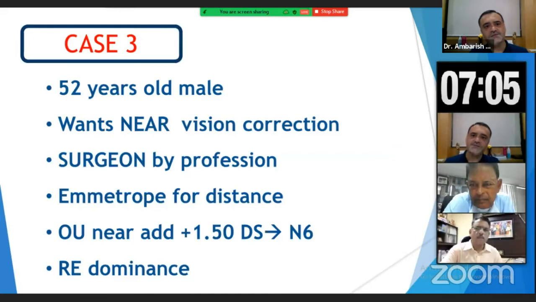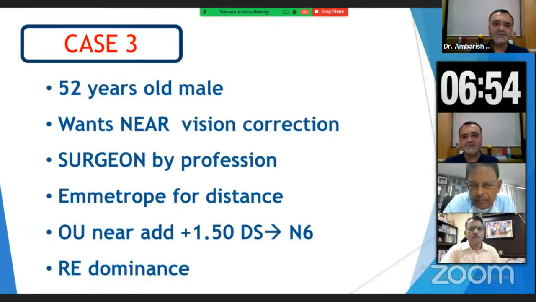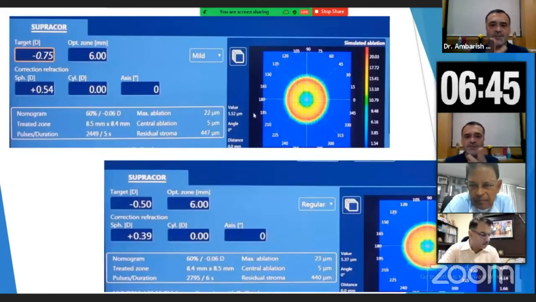This is the third case, a 52 year old male. I'm trying to cover maximum cases whereby I can show you the variety of patients I treated for presbyopic correction. Like hyperopia, this was the post-LASIK we did. Again, an emmetropic surgeon by profession and both eyes +1.5. So right eye dominance. In this, we decided to do the mild and a regular on combined basis. So bilateral Supracore was done in this patient. And the post-operative results in that surgeon, this case also were quite rewarding.